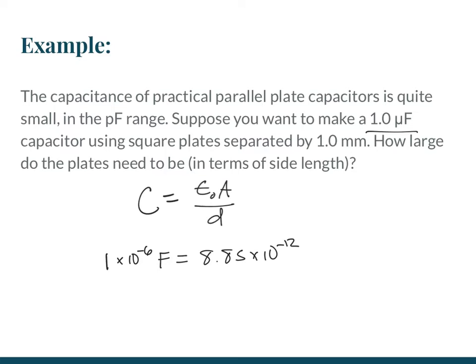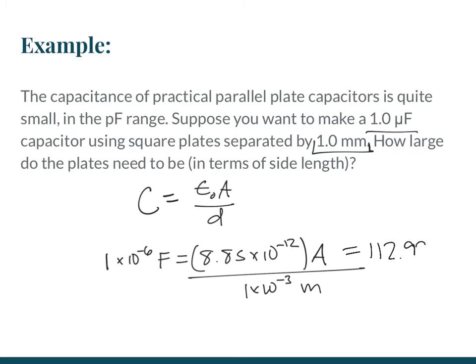I know I should, but it's late. We're going to multiply that by the area, which is what we're looking for, and divide by the distance between the plates, which is 1 millimeter, 1 times 10 to the negative 3rd meters. So you do some math in a calculator, and hopefully you should get something like 112.99, and that's an area, so that is meters squared.